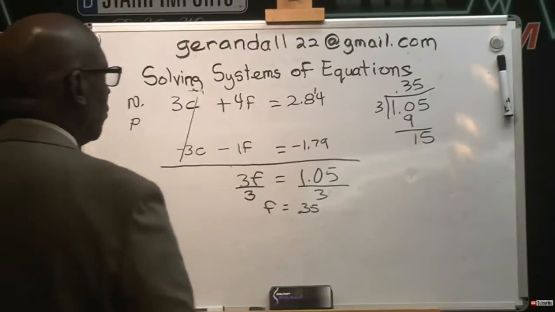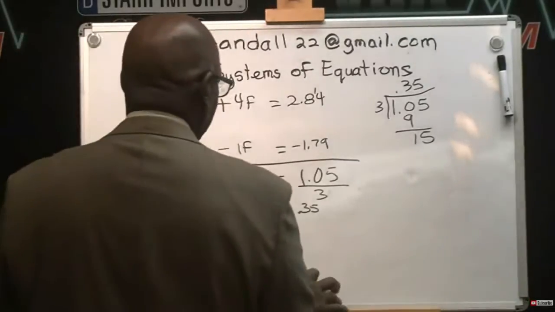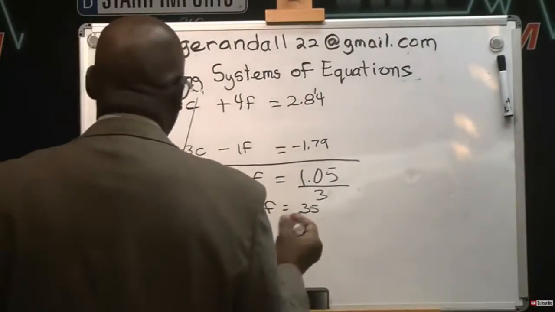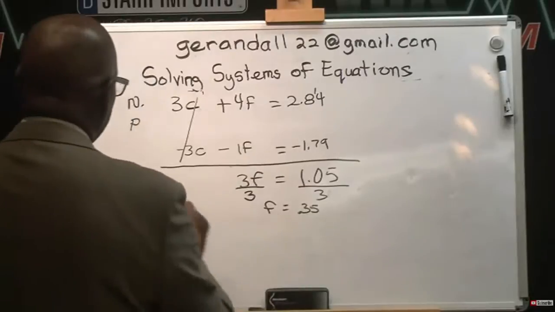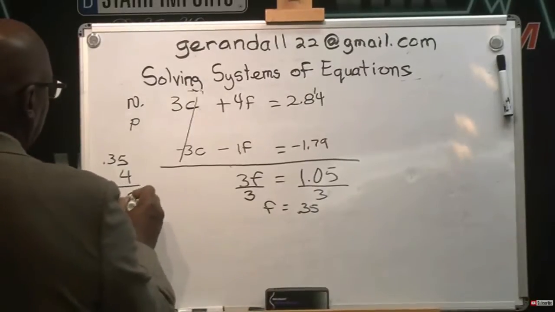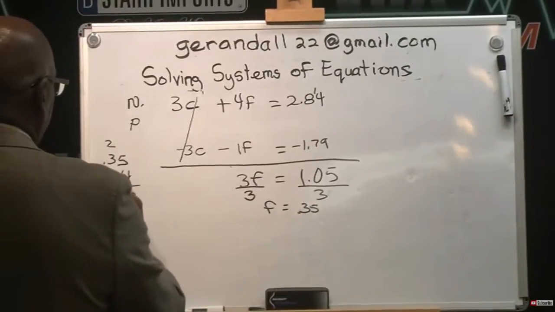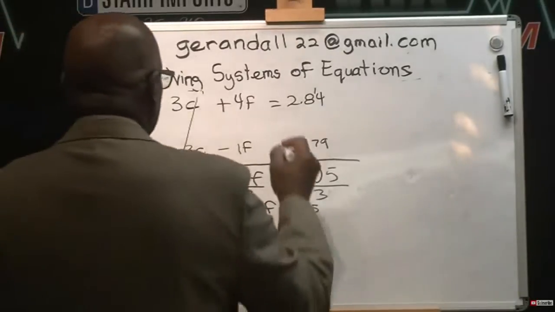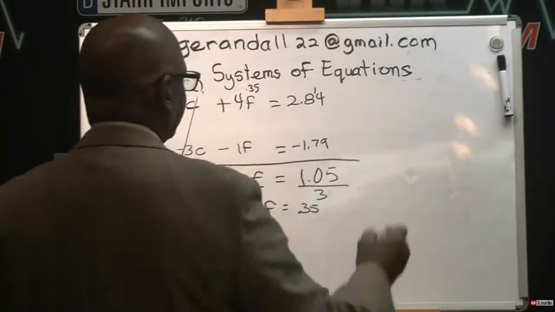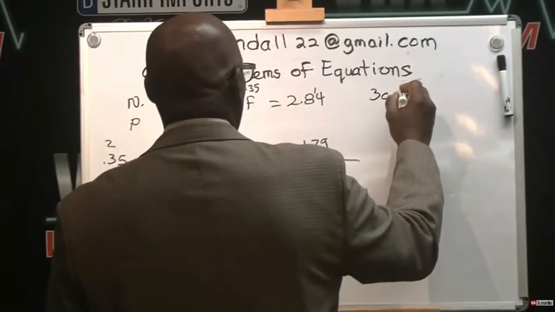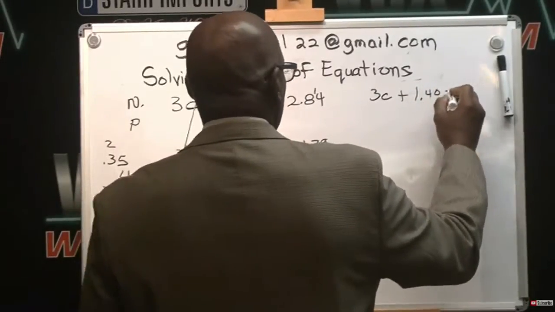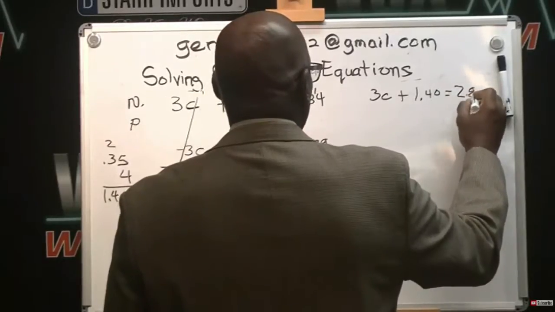Now, we know what the value of the fruit roll-up is. So we're going to come over here. First, we're going to do this. The fruit roll-up is equal to 35 cents. So real quick, multiplication, 35 times 4, 20. 12 plus 2, $1.40. So what I did was replace the value of F with 35 cents. So when I come over here, I'm going to write 3C plus $1.40 equals 2.84.